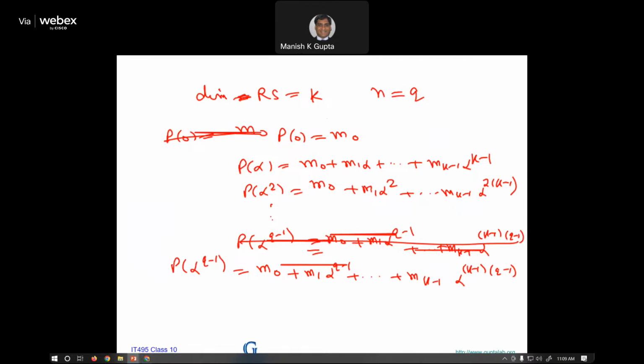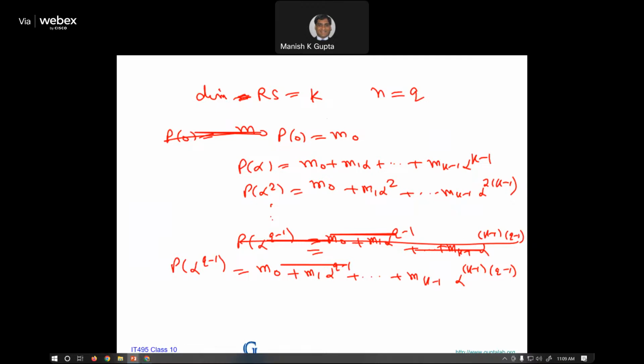First of all, let us see what is happening here in order to obtain the parameters. P of 0 is m0 from the polynomial. P of alpha is m0 plus m1 alpha plus up to mk minus 1 alpha raised to the power k minus 1. Right? Polynomial is there. P of alpha squared we can write, and so on. P of alpha raised to the power q minus 1 we can write, which is alpha raised to (k minus 1) times (q minus 1). I'm just evaluating what are these values.